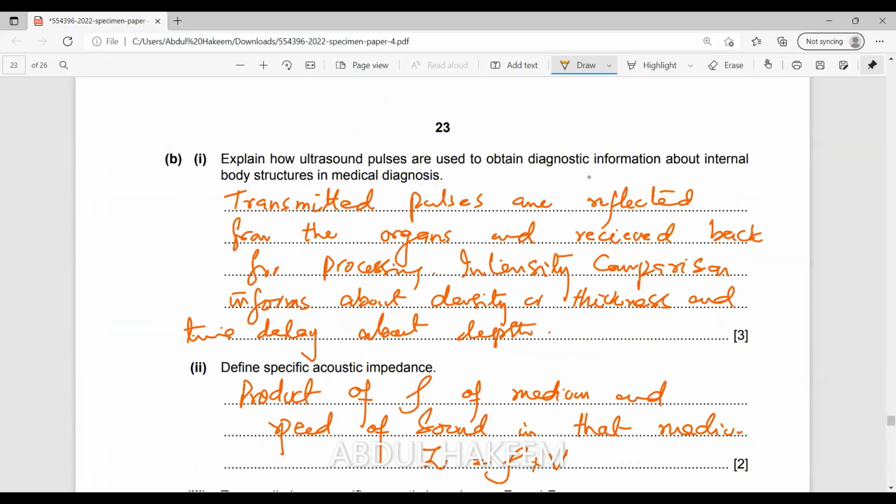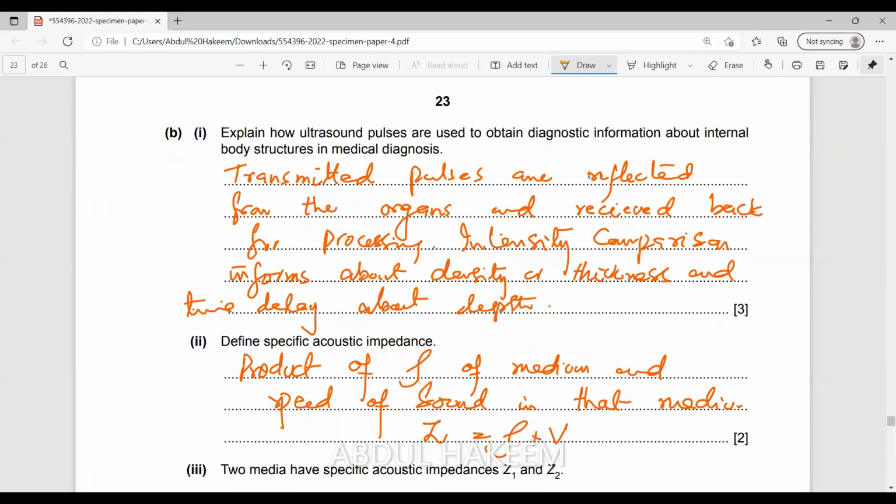And the next: explain how ultrasound pulses are used to obtain diagnostic information about the internal body structure. Transmitted pulses are reflected from the organ and they are received back for processing. Intensity comparison informs about the density and thickness, and the time delay informs about the depth of the organ.